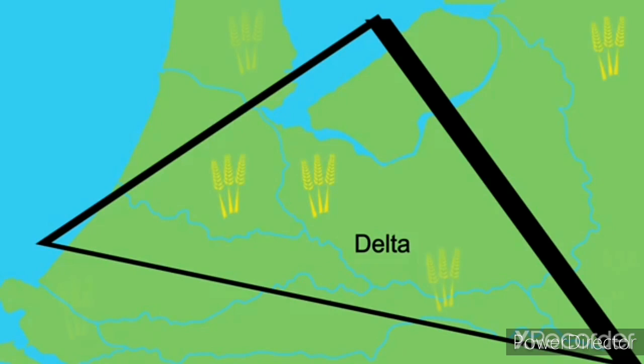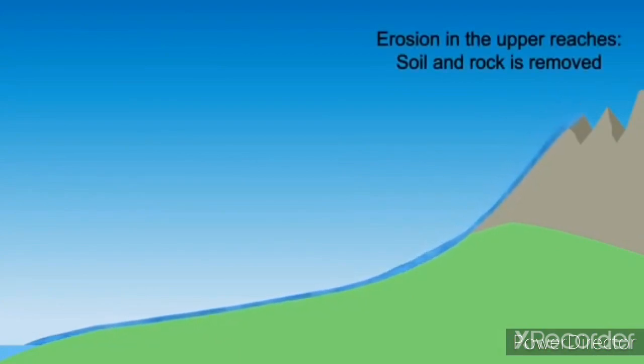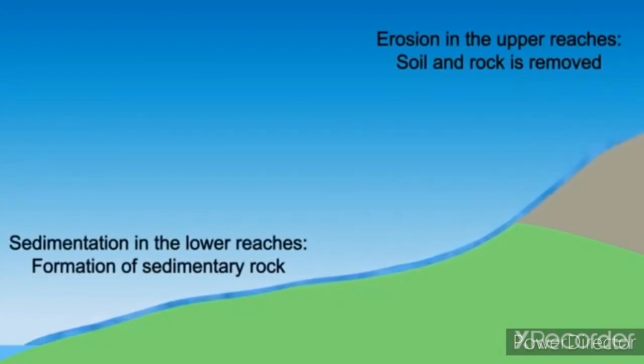In the river delta, a lot of sediments sink to the bottom. These sediments often ensure that the land is fertile, causing high agricultural yields. So erosion tears down the landscape in the upper reaches of the river, while sedimentation builds the land in the lower reaches of the river.